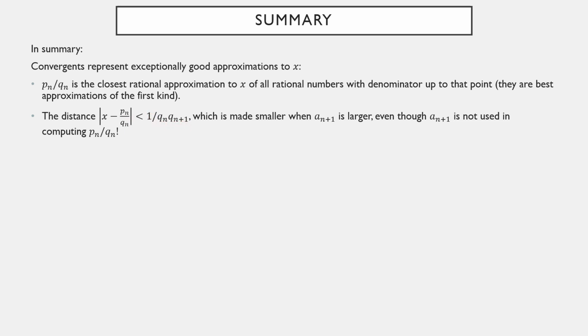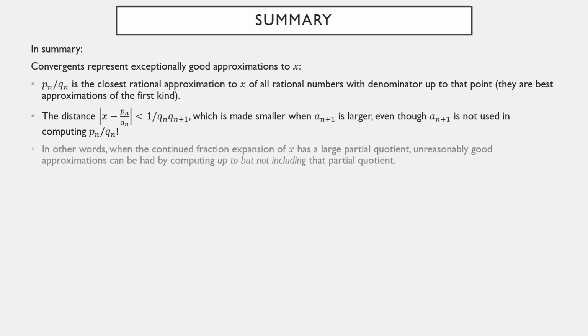Observe that when the next partial quotient an plus 1 is bigger and bigger, that denominator is smaller and smaller, even compared to 1 over Qn squared. But an plus 1 isn't actually used in computing this convergent, meaning an plus 1 being very big does not make this denominator big, but it does make this error control very, very small. What that says is if you want to estimate x with a rational number whose denominator isn't that big, but is very, very close to x, what you're really looking to do is compute a Pn over Qn that stops right before a very large partial quotient.